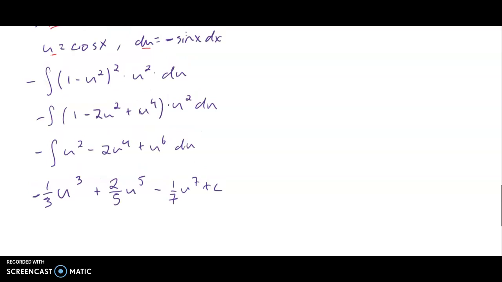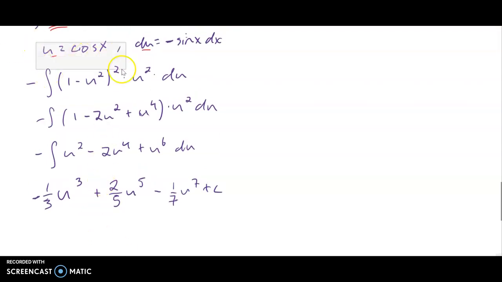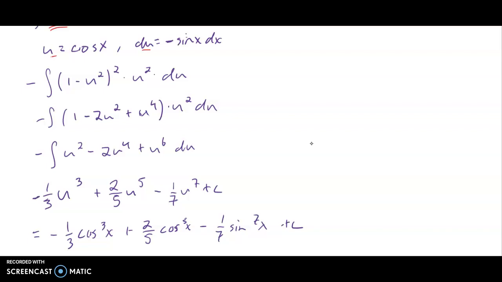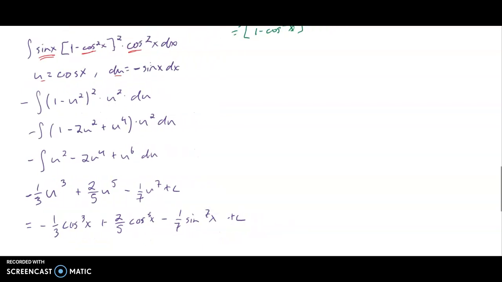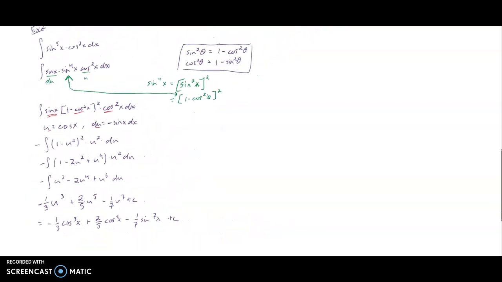And then the last thing I have to do is sub my u's back in. Notice u was cosine x. So what am I going to get? Negative 1/3 cosine cubed x plus 2 over 5 cosine to the 5th x minus 1 over 7 cosine to the 7th x plus a constant. And that's it. I've got my integral. Again, what I said in the last video is that I'll zoom out so we can see the whole thing.